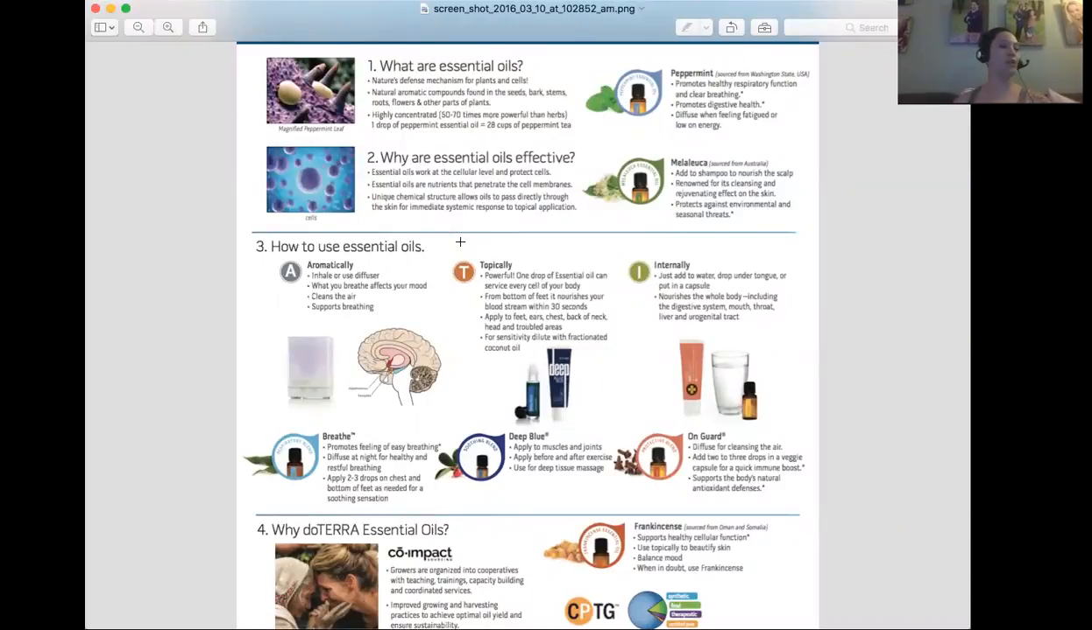So what are essential oils? Essential oils are what I call the lifeblood of the plant. It's nature's defense to the outside world. Okay, and they're natural aromatic compounds found in seeds and bark and stems and roots and flowers and other parts of the plant. And they're 50 to 70 times more powerful than herbs, which is awesome.